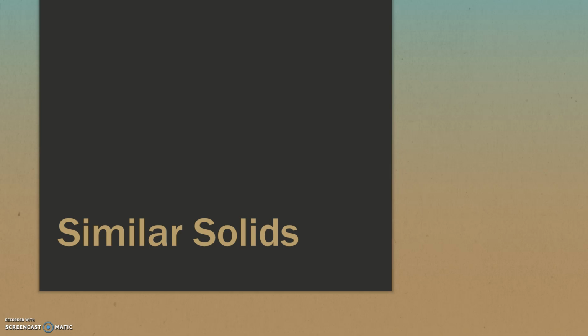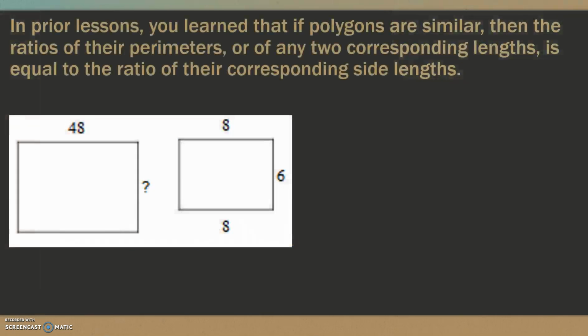Yay! We're going to be looking at similar solids. So you've gone through and found the area, surface area, and volume of everything. Now we're going to compare it like we did way back, I think it was Unit 5, when we did similar triangles. So it looks something similar to that.